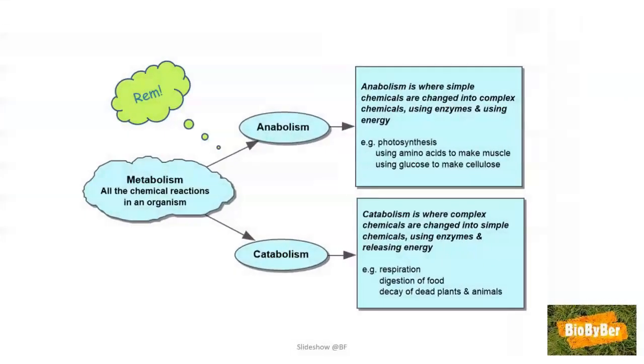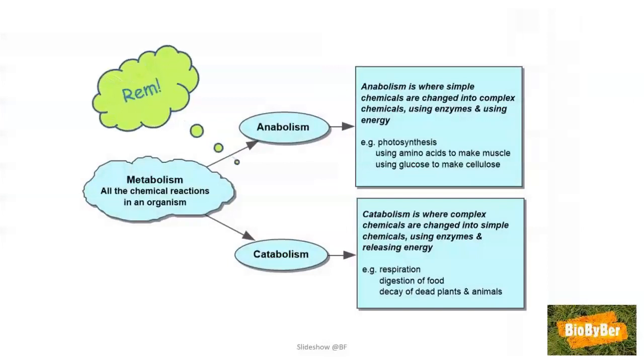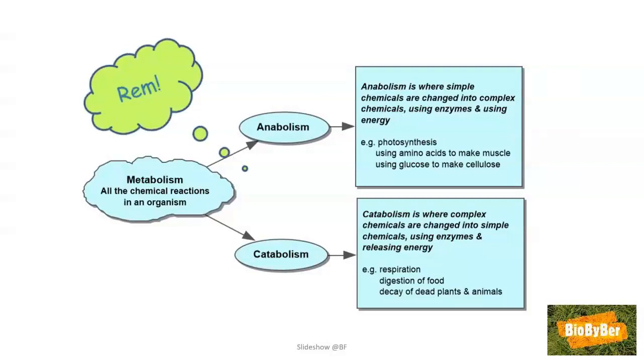Remember, there are 2 types of metabolism. These were anabolic reactions, anabolism, or catabolic reactions, or catabolism. Anabolic reactions was where simple chemicals are changed into complicated or complex chemicals using enzymes and using energy. I like to think of anabolism as USA, using enzymes, using energy. S, taking simple chemicals, making them into complicated ones. That's anabolism, USA.